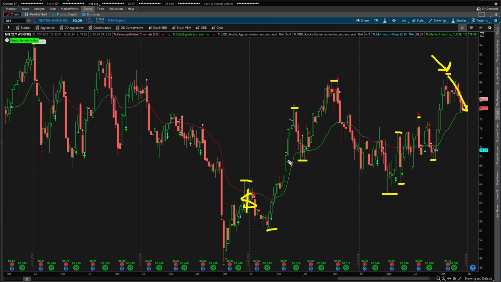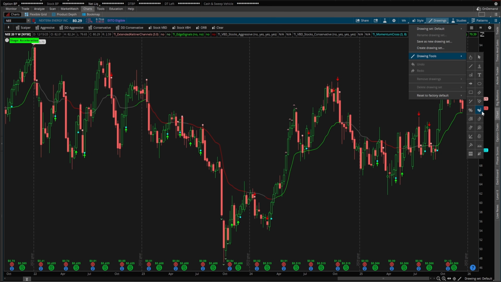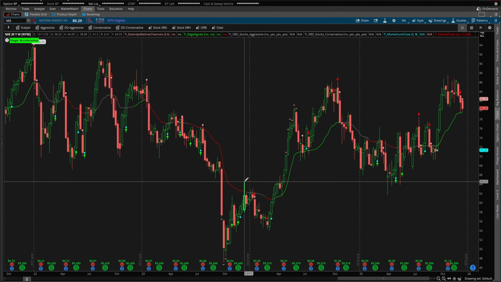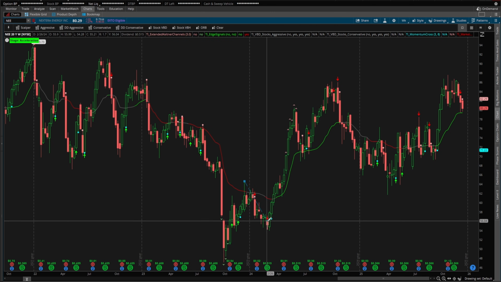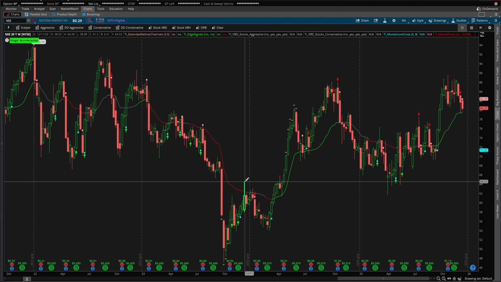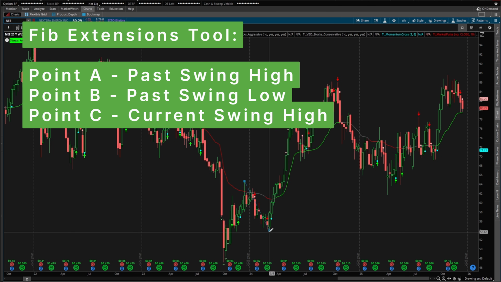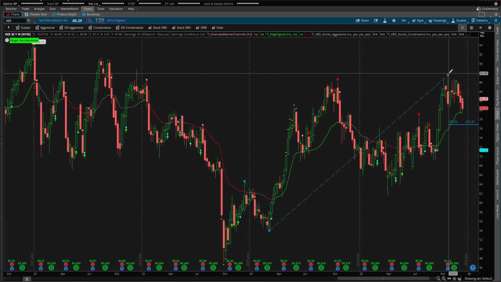What is this dollar move? And are we getting anywhere close to the typical move that we tend to make? Now, manually measuring this would be hard, so instead I'm going to take the drawing tools, choose Fibonacci extensions here, and this will allow me to go through the process much quicker. This tool takes 3 points. Point A is your swing high in this case, point B is your swing low, and point C is the high that you would like to extrapolate from.